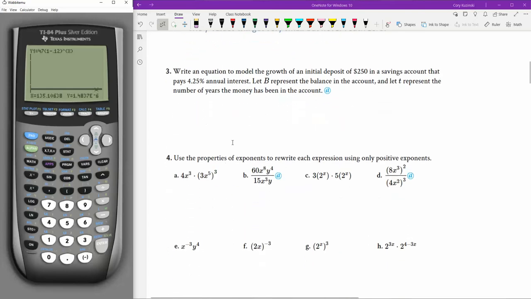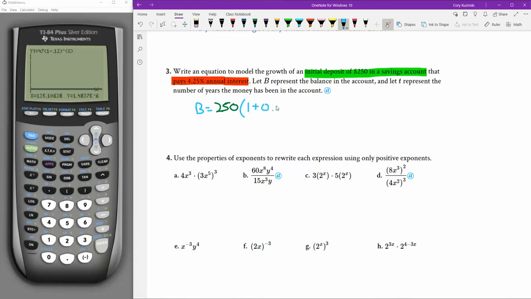All right, write an equation to model the growth of an initial deposit of $250 in a savings account that pays an annual interest rate of 4.25%. Let B be the balance of the account. T represents the number of years. Got it. B is our balance for an initial amount of $250 times 1 plus 0.0425. There's our 4.25%.